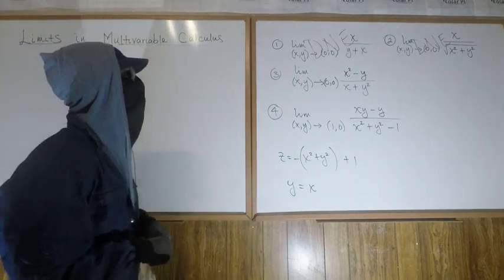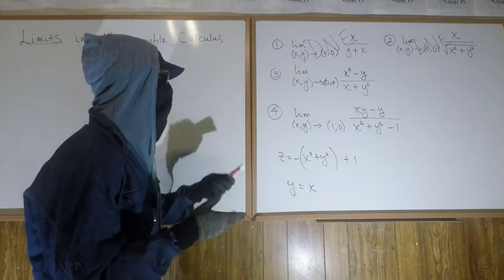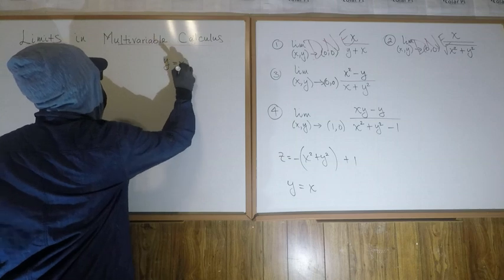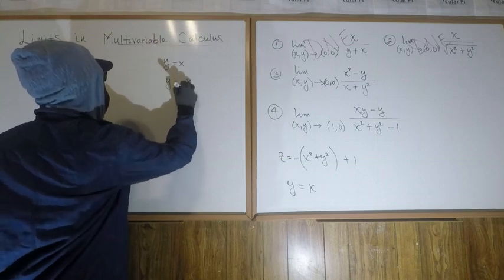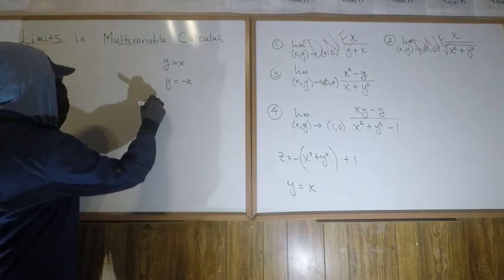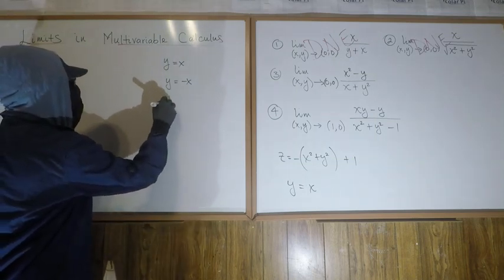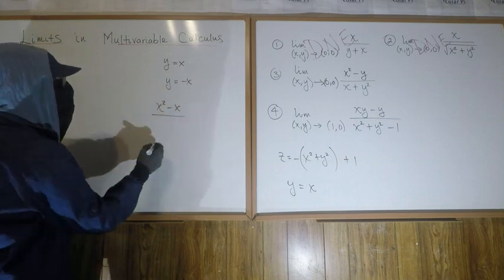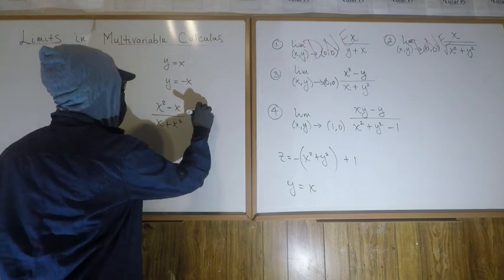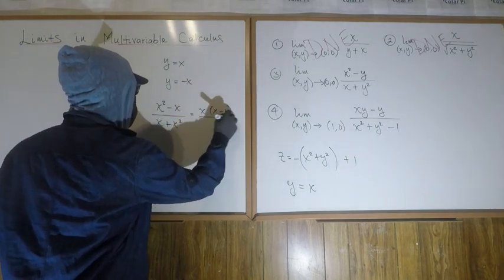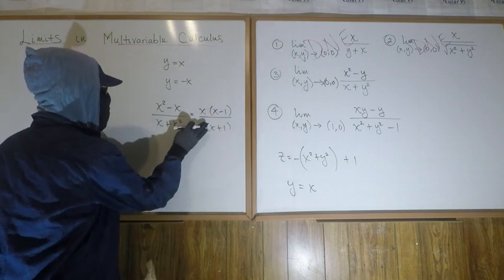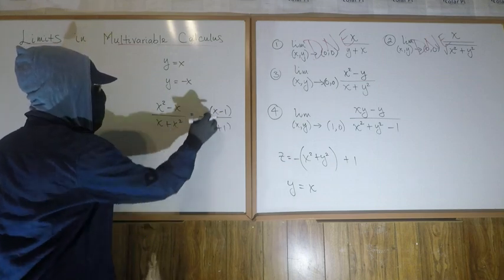Okay, so in 3, what could we do? Well, I already told you. We're going to do y equals x, and then we're going to do y equals negative x. Let's see the same thing that I said earlier, how it makes a difference. So when we go along y equals x, we're going to get x squared minus x over x plus x squared. So this is going to be x times x minus 1 over x times x plus 1. Then you cancel these x's, right? This one and this one, and this is what you get.